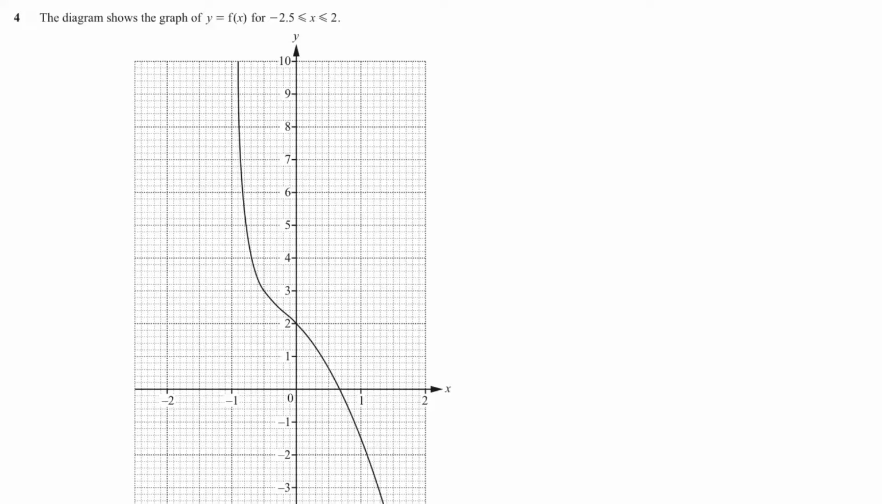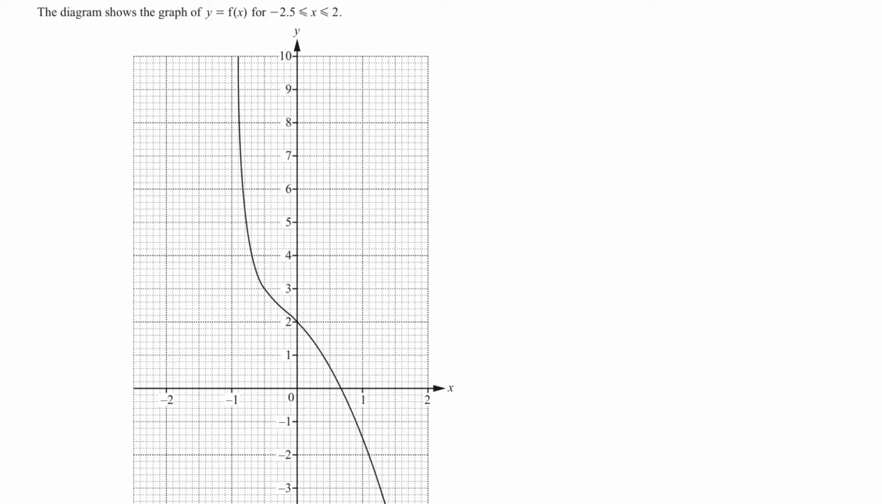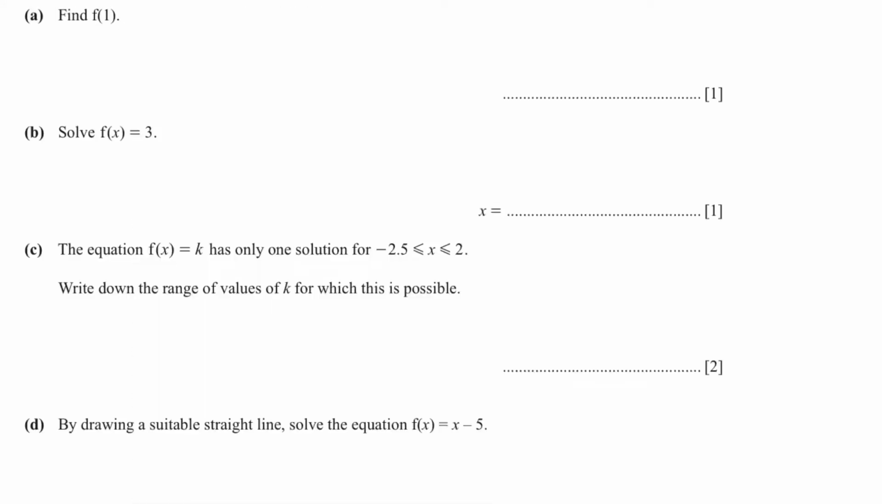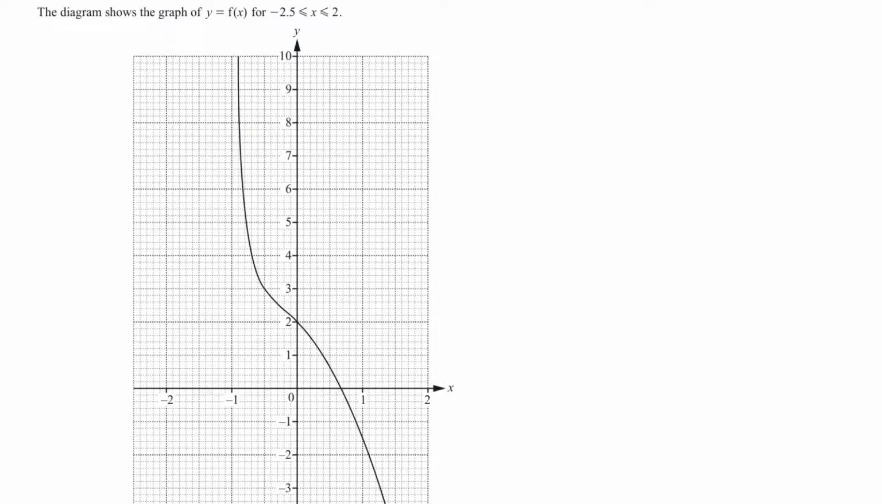Question number 4. You can see that this is a graph question. So we have to find f of 1. F of 1 means that when x is 1, what is the y value? We will look at the graph. X is 1 is here, and this is the corresponding y value. And each line in the y-axis is 0.2. So this will give us negative 1.4.